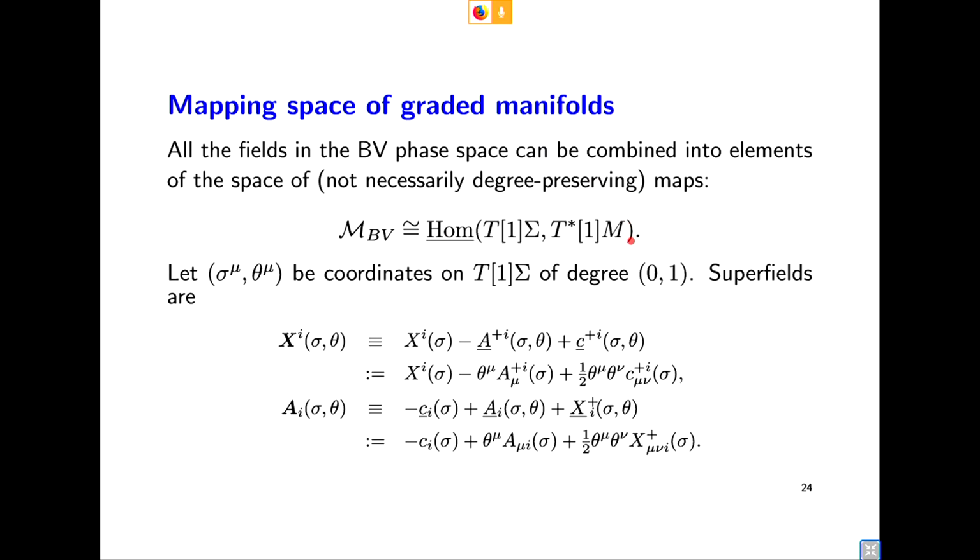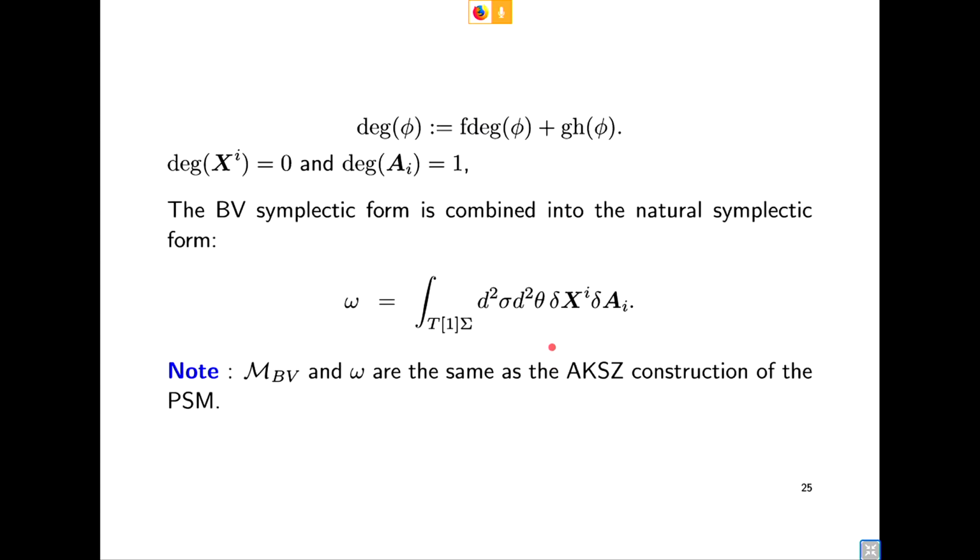we can define the natural graded canonical symplectic form on this mapping space, but this is the same as the original BV symplectic form, equivalent to the original shifted symplectic form, like this. This is equivalent to the original one. This is the mapping space, and this graded symplectic form is the same as the original AKSZ construction of the Poisson sigma model.